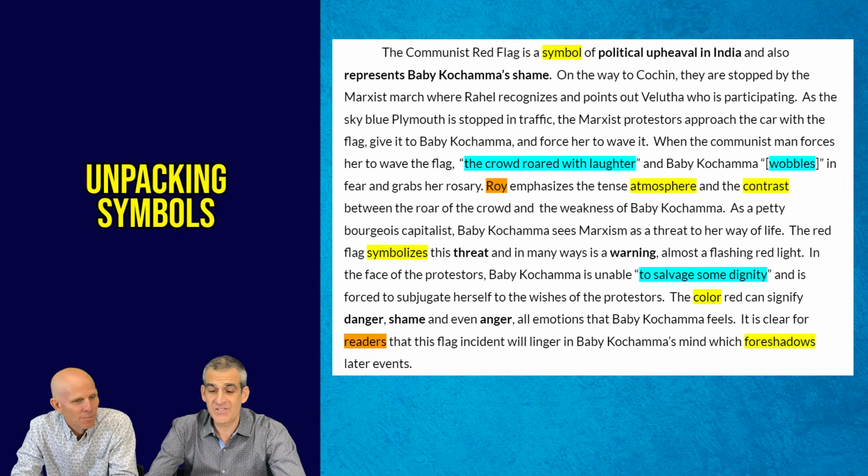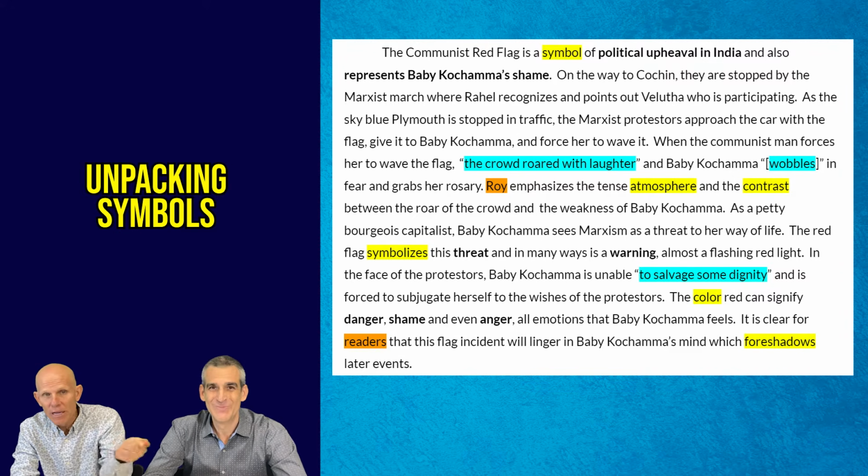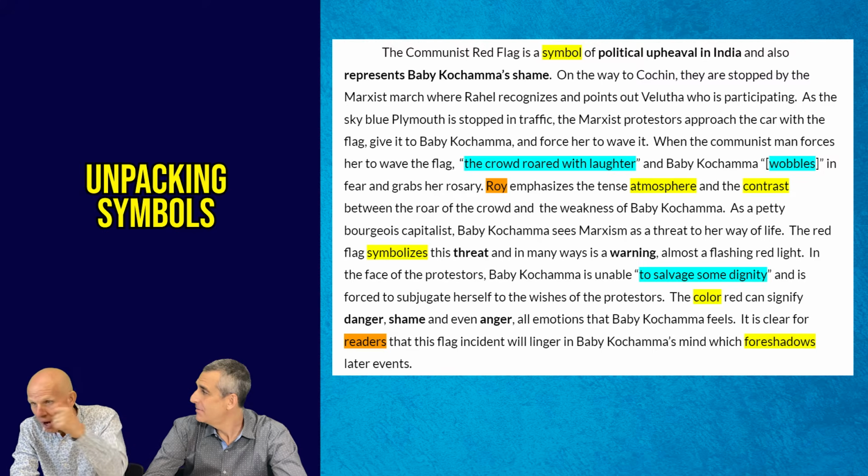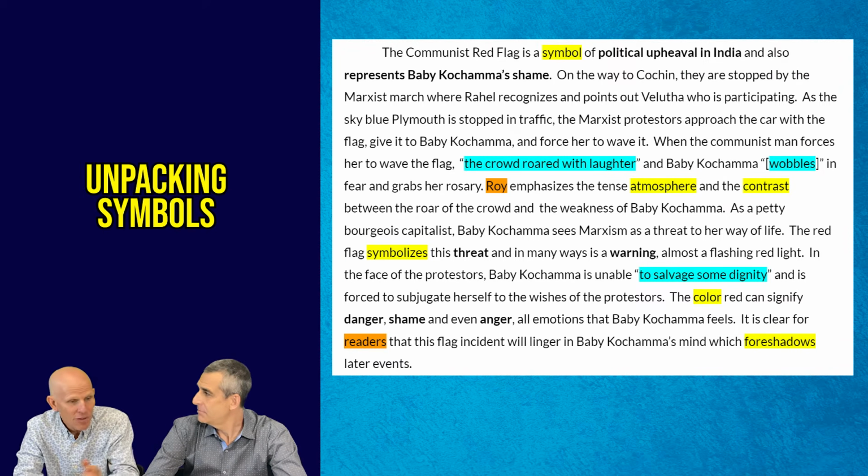Let's look at another one, Mr. Giles. Let's look at The God of Small Things and the red flag. There's a scene in this novel where a red flag is being used to denote communism during a communist march. It's a powerful moment. This is what the student wrote.